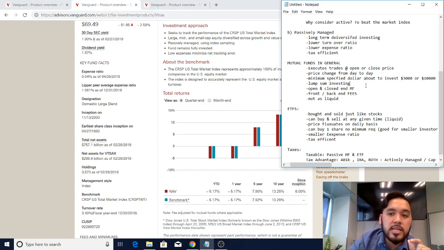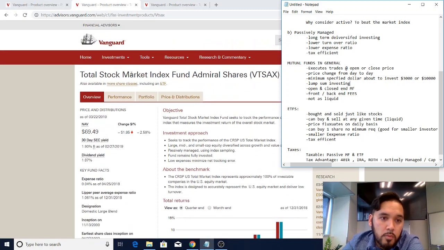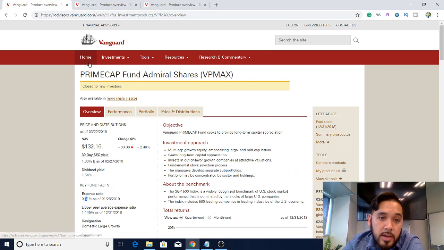So with mutual funds, it's more so lump sum investing. As I was saying earlier, you need at least $3,000 to invest in one of these mutual funds. And when you look at mutual funds, you need to look if they're open or closed. So with this one right here, it's open to new investors. And when you look at the actively managed fund, it's closed to new investors. The main reason why certain funds would be closed is because the fund got too big, a lot of money, and it's definitely easier for the fund managers to allocate the money more efficiently.